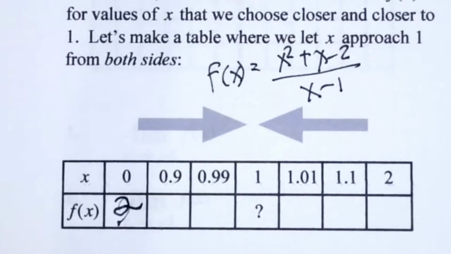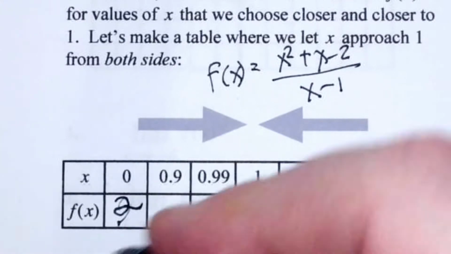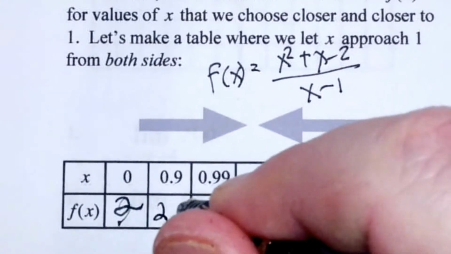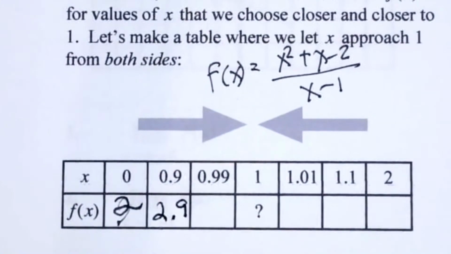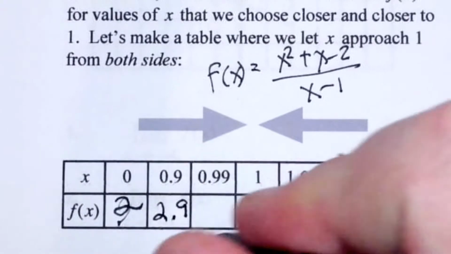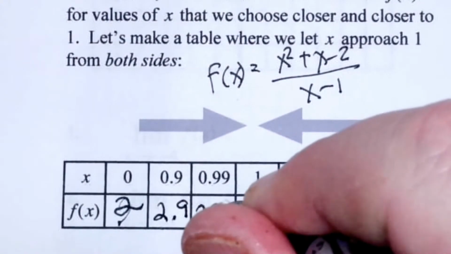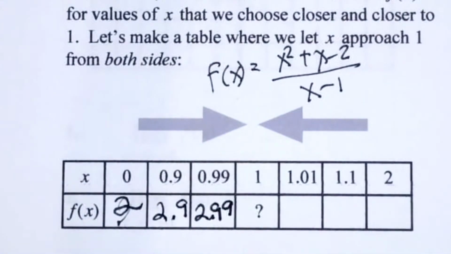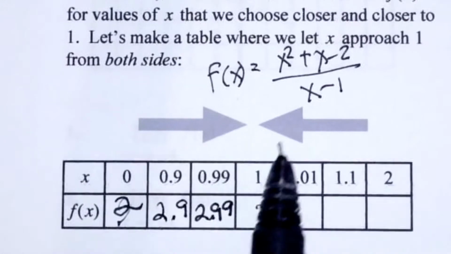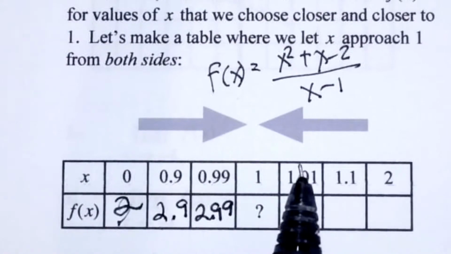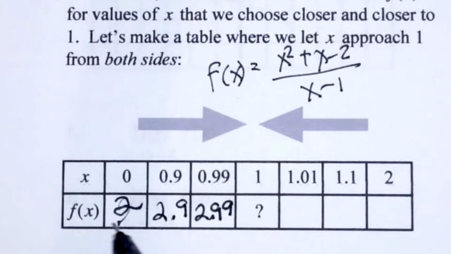If we plug in the value 0.9, we're going to get the value 2.9. If we plug in the value 0.99, we're getting 2.99. So I think you can probably see that there is a trend. As our values of x get closer to 1, it looks like our values of f of x, our y values if you want to think of them that way, look like they're getting closer to maybe 3. Well, let's see what's happening from this side.